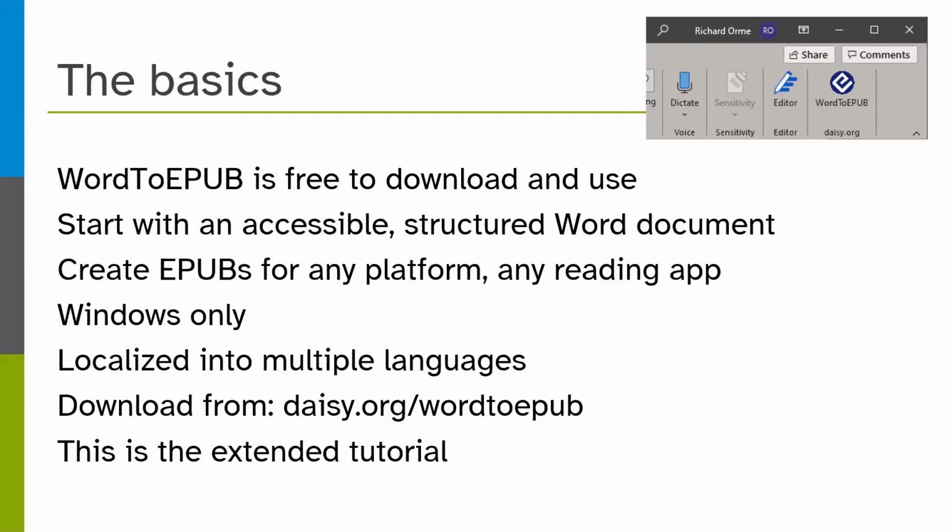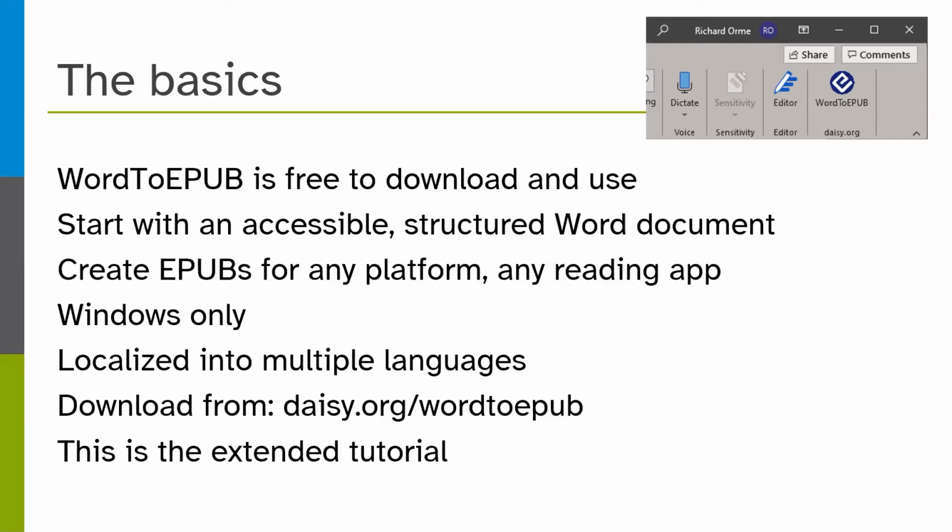This tool won't resolve those issues. It'll convert to a different format. But with the tool, you can create EPUBs, which can then be used on any platform in any EPUB reading app. But for the moment, the tool is Windows only. It has been localized into many different languages, and you can download it from daisy.org/Word2EPUB. Those 3 words all joined together.